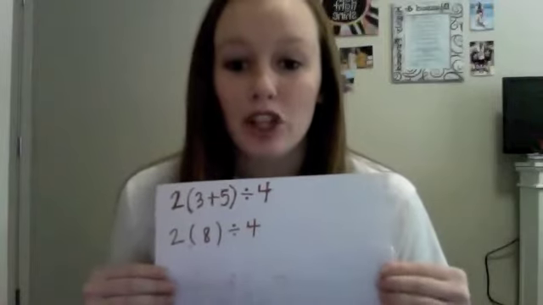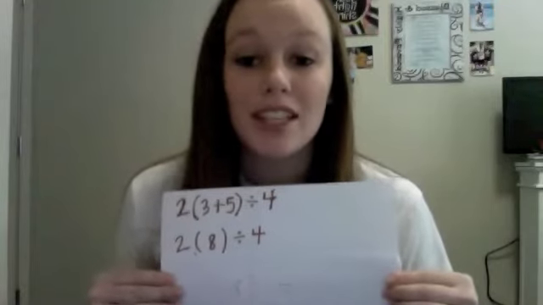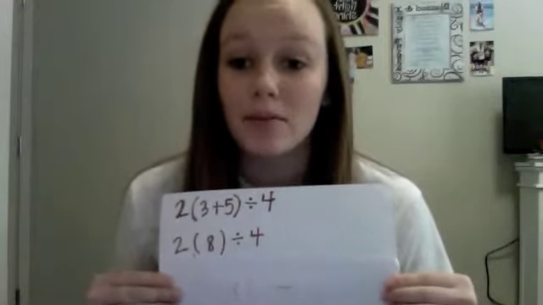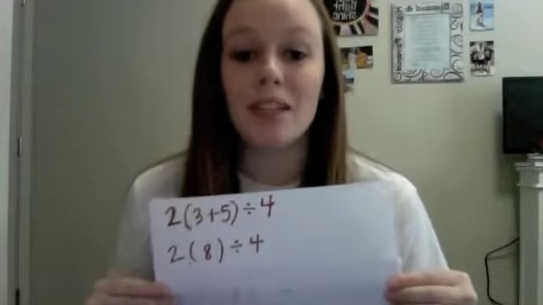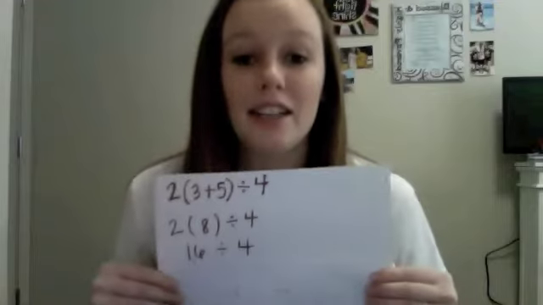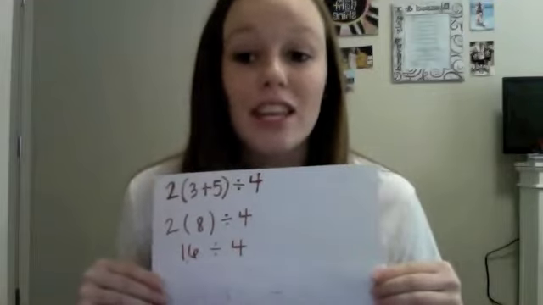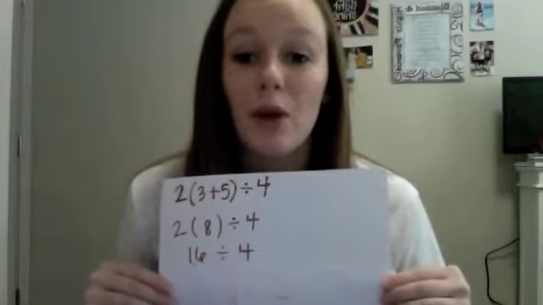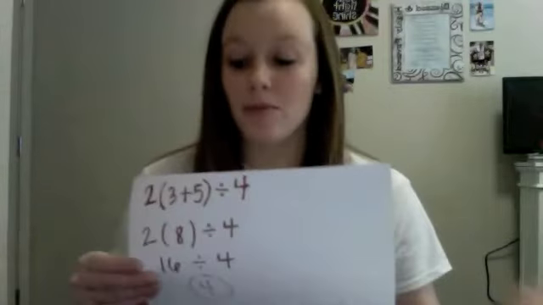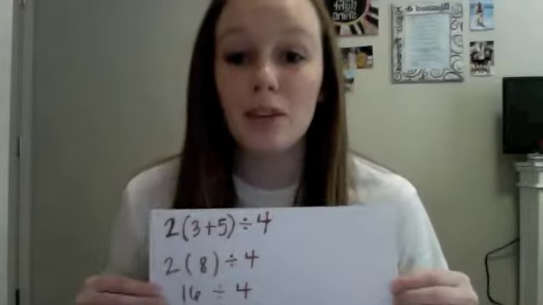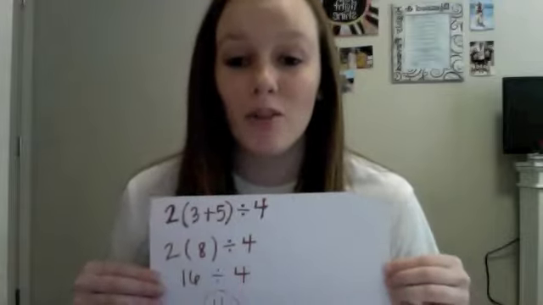Now, it should look like this. According to PEMDAS, the next step would be multiplication. Since we know 2 times 8 equals 16, the equation can now be simplified to 16 divided by 4. Now the only thing left to do is division. And we know that 16 divided by 4 equals 4, so the original equation should look like 2 times 3 plus 5 divided by 4 equals 4.